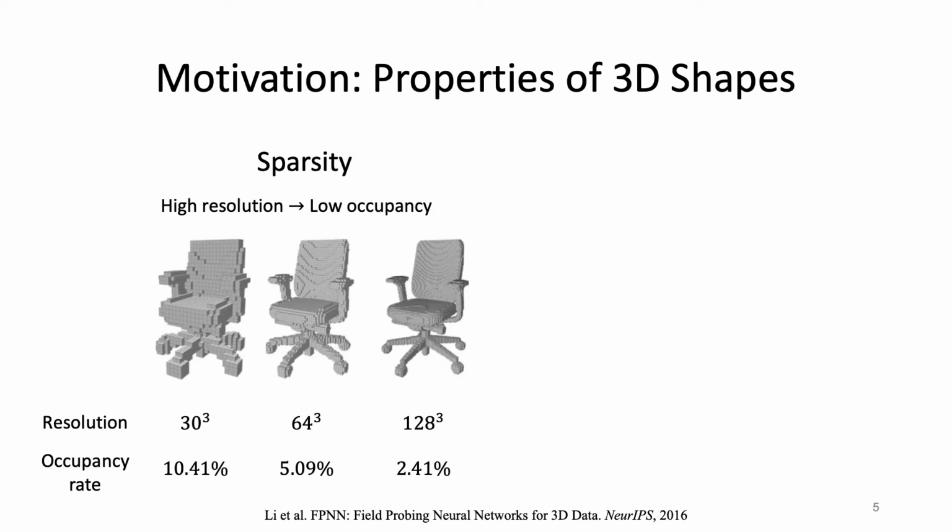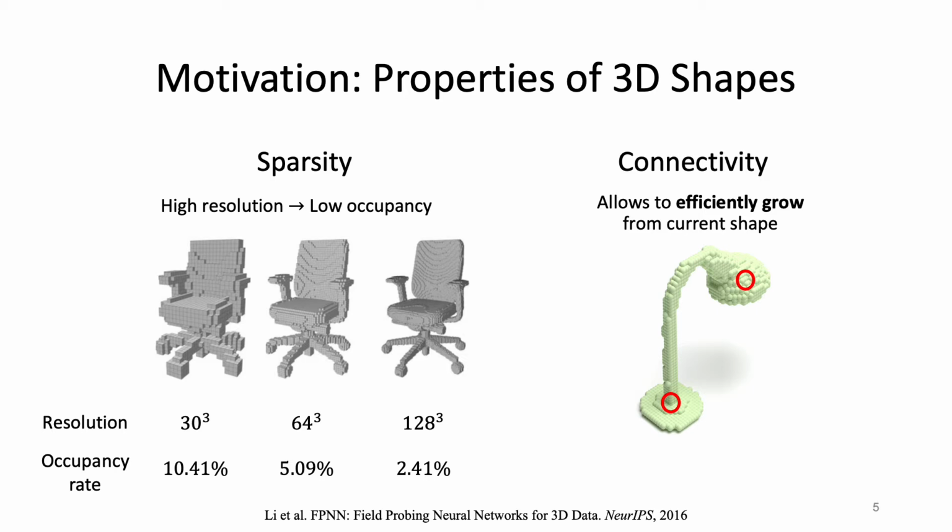The first property is the sparsity of the 3D shape in voxel space. The percentage of occupied voxels decreases as the resolution of the voxel increases. Such property indicates that we can represent high-resolution shapes efficiently if we only focus on the occupied voxels.